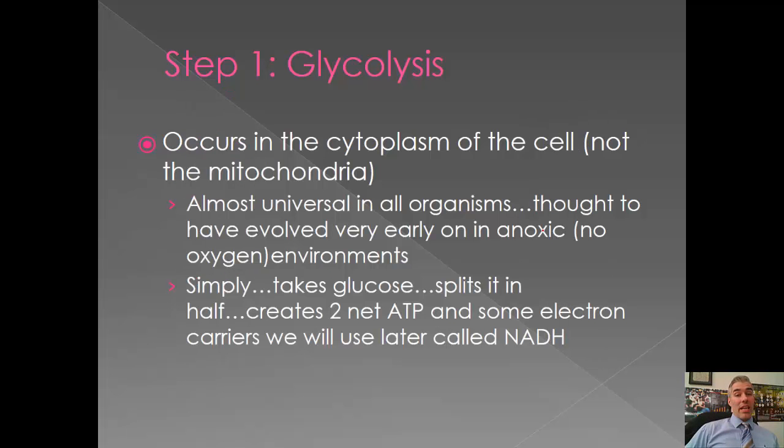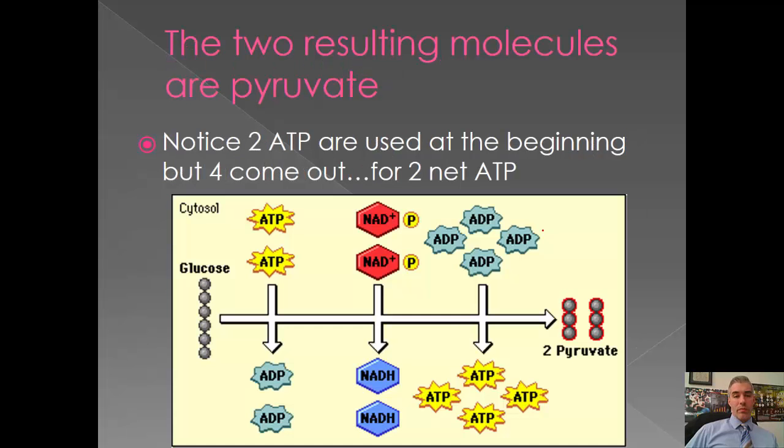And as I said, we're just taking glucose, we're splitting it into two 3-carbon molecules, and all we're going to get out of this is a little bit of ATP, 2 in fact, but a bunch of electron carriers that we're going to use later called NADH. Here's showing you the summary of the process. Here's our 6-carbon glucose molecule. Notice what we get at the end. We just split it in half into two 3-carbon molecules called pyruvate.